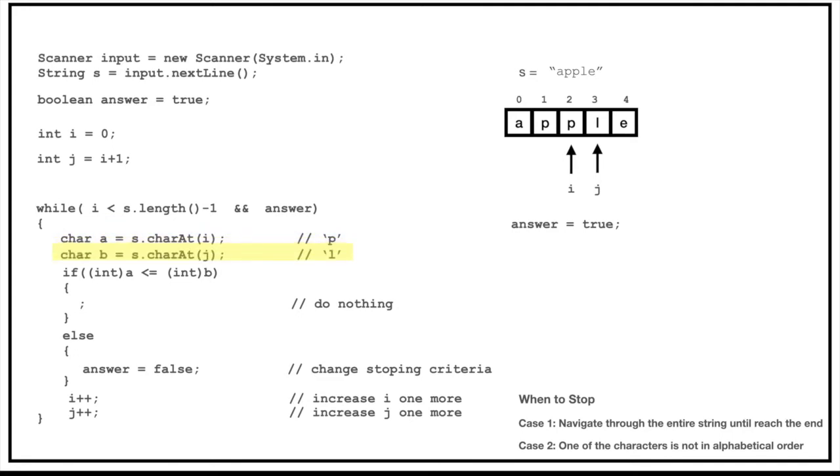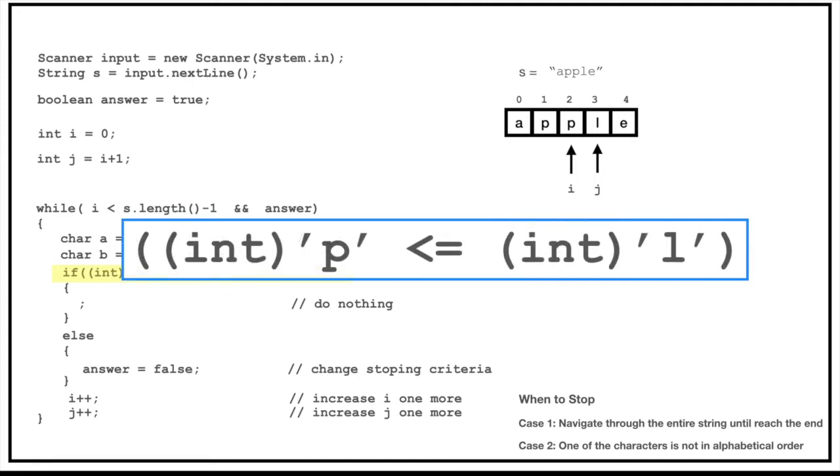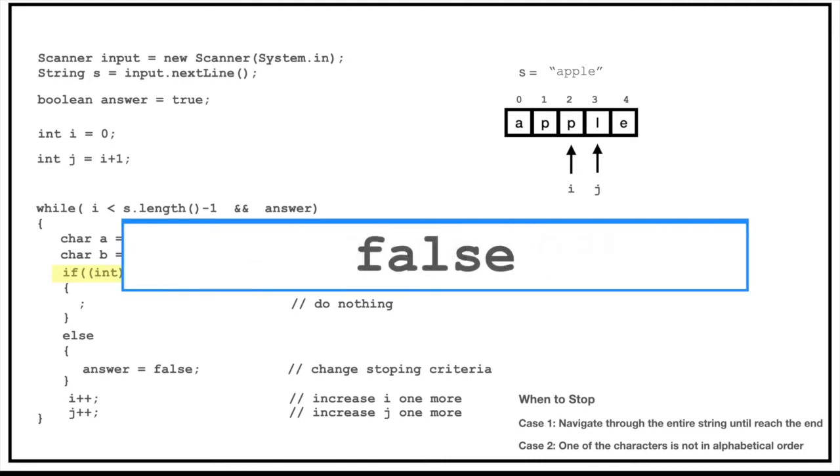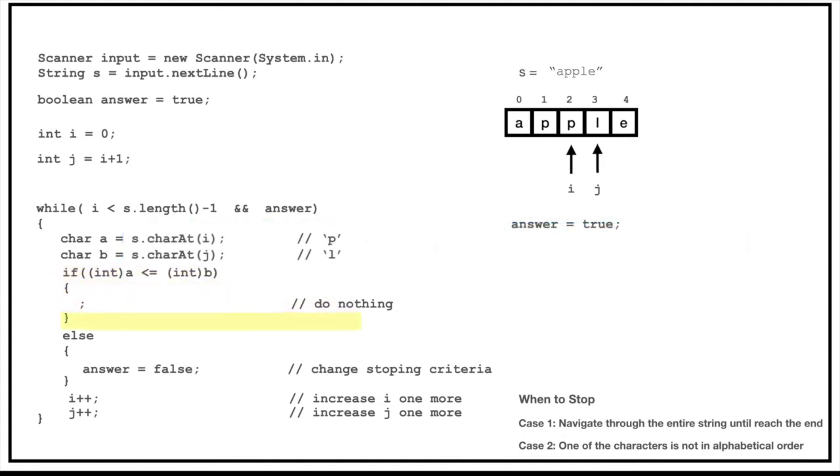Now I want you to pay attention to the next step. The next step is basically saying the following: is the character P less than or equal to the character L in numeric value, integers? So let's see. You transform this into numeric values. You say, is 112 less than or equal to 108? And what do you think is going to happen? Well, in this case, it's false. So P is not before the letter L. So this condition is no longer true.